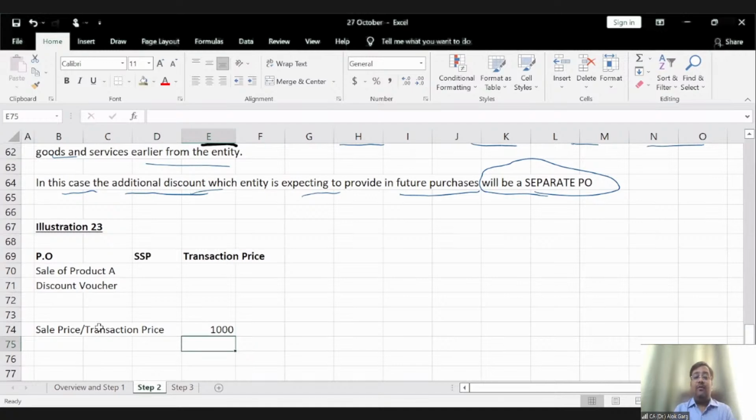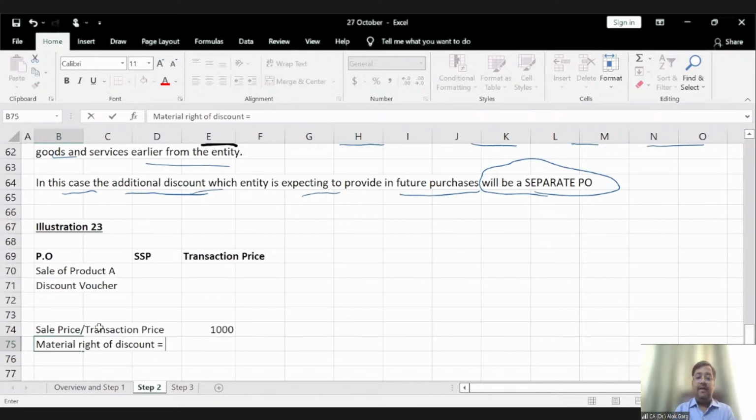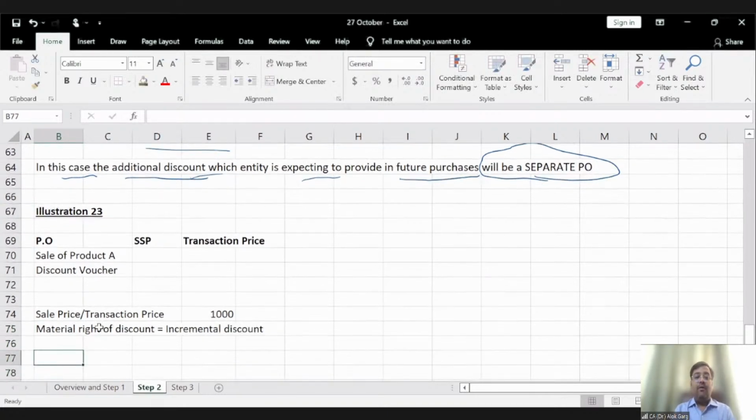Now I need to calculate the value of the discount voucher, right? What is my material right to discount? What is meant by material right to discount? Material right of discount means incremental discount. What is my incremental discount, friends? How much? Please tell me.